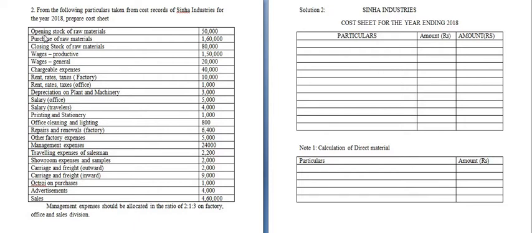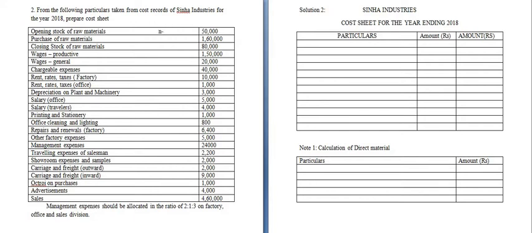Now here, opening stock of raw materials. Opening stock of raw materials will be given when direct material is not given in the problem. It means opening stock of raw materials is used to calculate direct material. For that we will have to have a separate working note, that is calculation of direct material. So opening stock of raw materials has to be taken under note number 1. It means to calculate direct material. Okay, note 1.